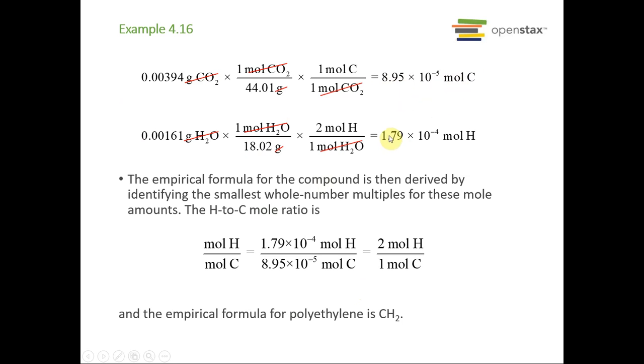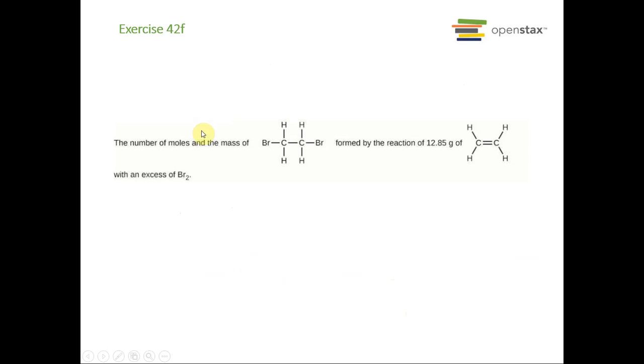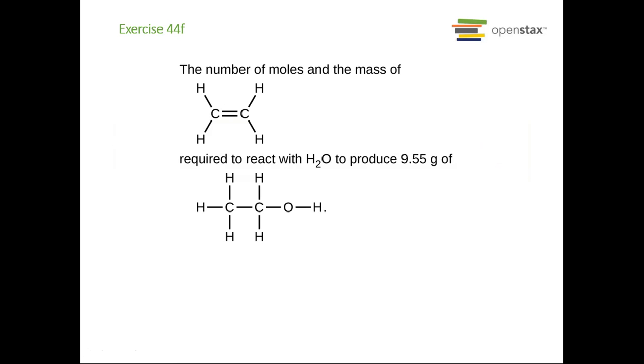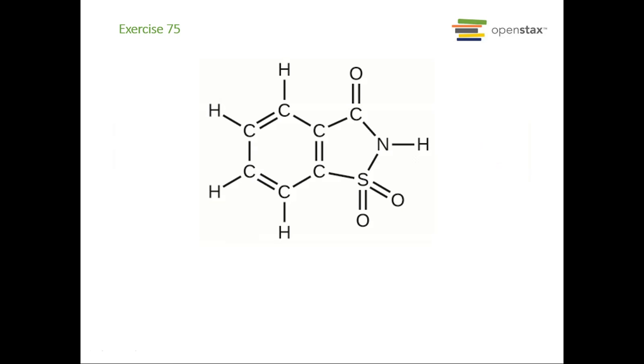So you get that number and you get that number for the moles of carbon and the moles of hydrogen. And you divide by the smallest of these numbers, which is the moles of carbon. And so we get 1 mole of carbon to 2 moles of hydrogen. So the empirical formula is CH2. We did this in class, and so on and so forth.